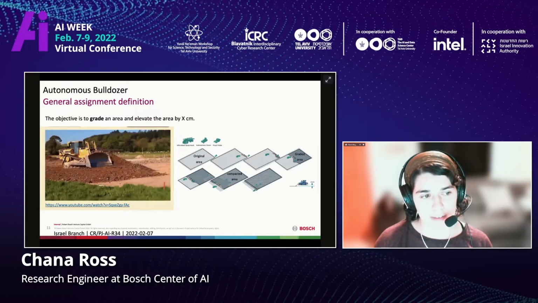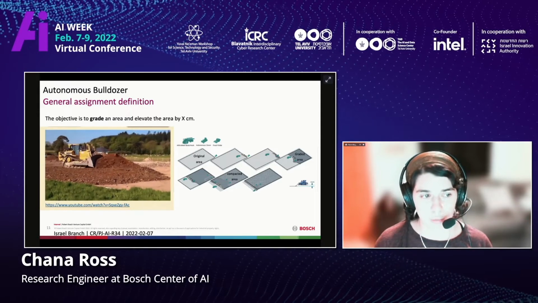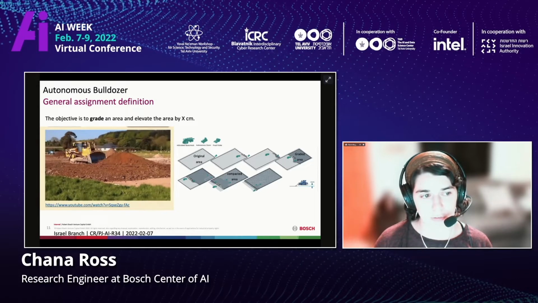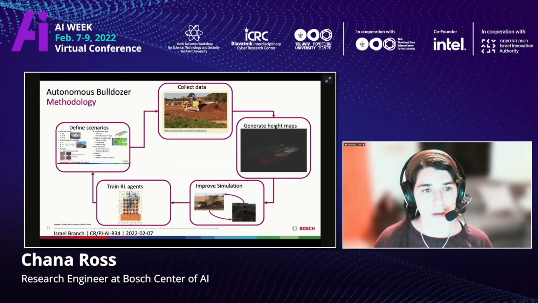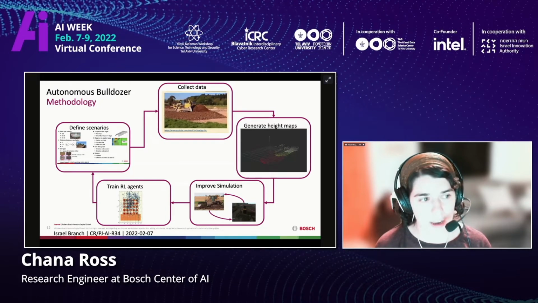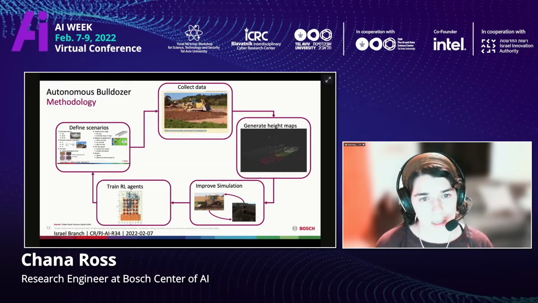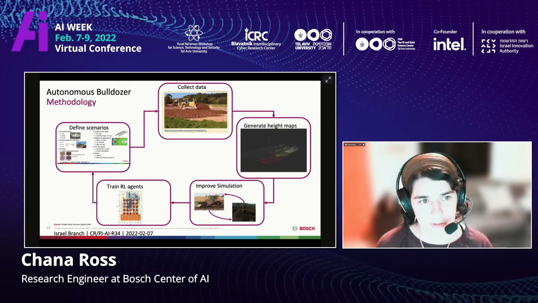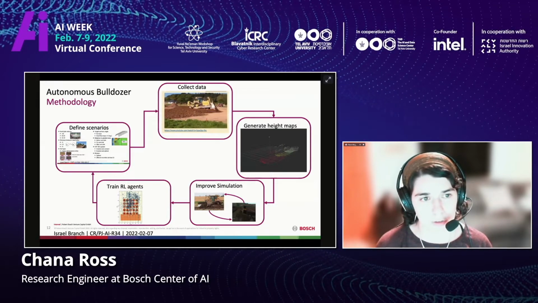So the task is to recognize where sand piles are and then choose how to move over these sand piles to flatten the area. If we look here at a cycle of how we would do this, we would start with defining our scenarios. So we define scenarios for a real bulldozer to perform with all the sensors that we would put on the dozer in order to be autonomous.